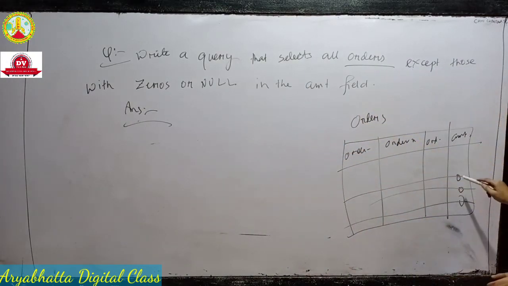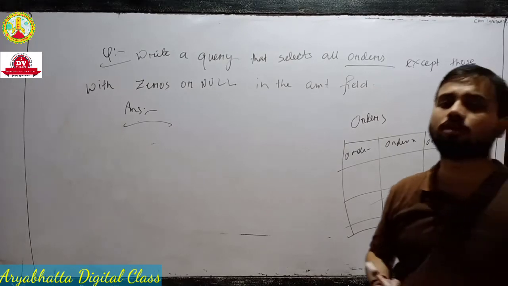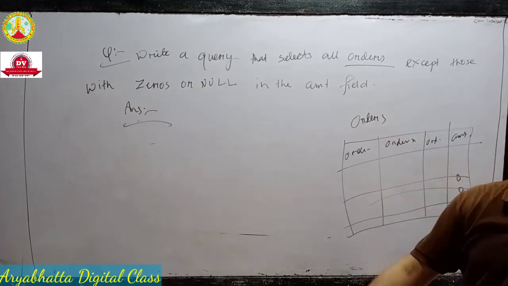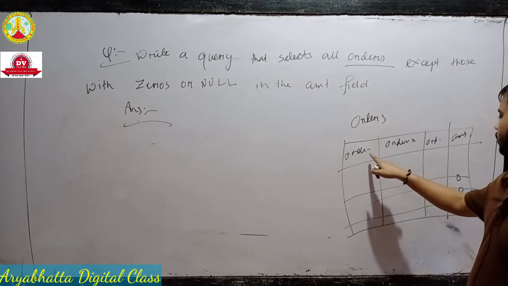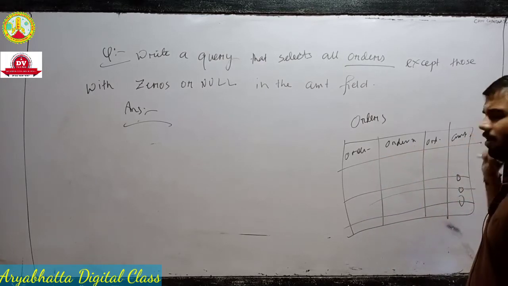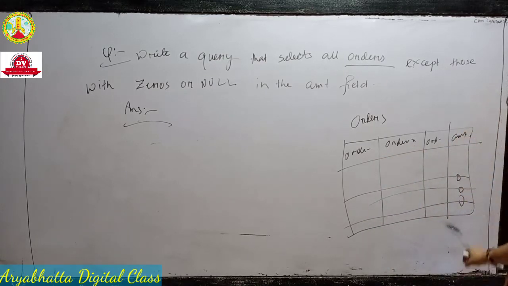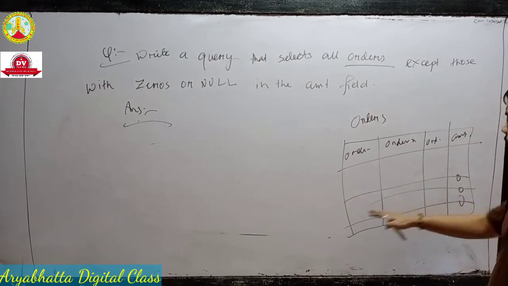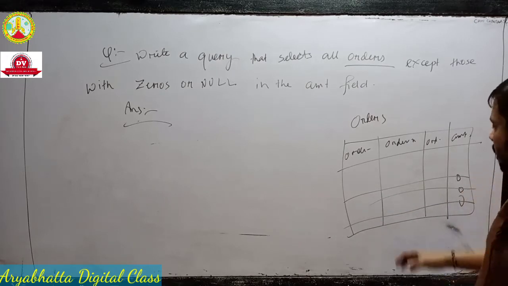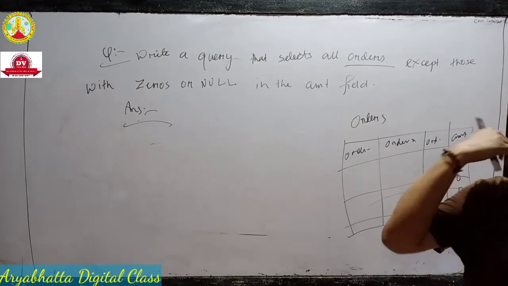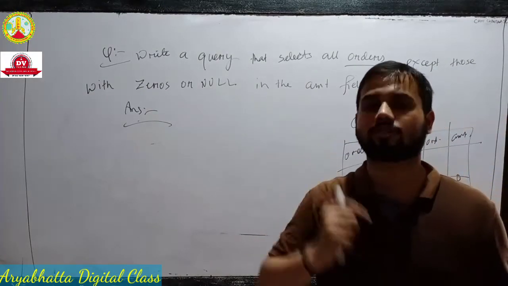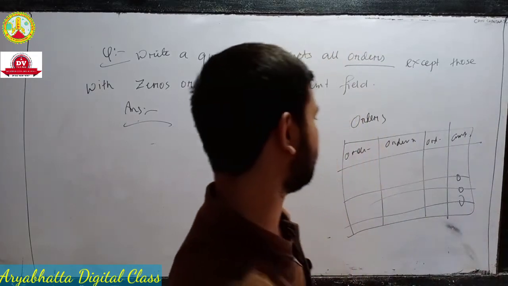Means in the amount field, the rows where the value is 0, or you can say void or null, will be excluded. Again, I say order ID, name, price and amount. In the amount column, wherever it is 0, you just exclude that row, and other than that you can display. You can create a query like that condition. Understood? This is the main thing.